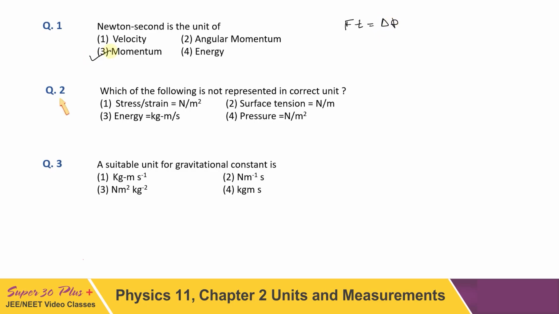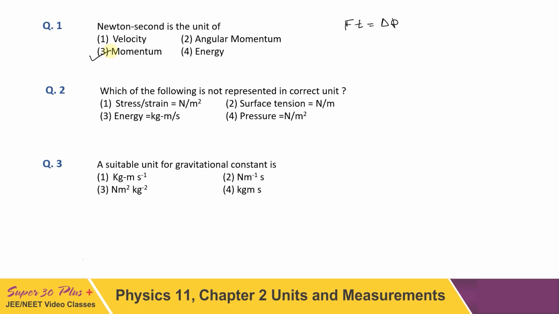Next question is, which of the following is not represented in correct unit? The first option, stress upon strain, Newton per meter square. As we know, strain is unitless, it is length upon length. So stress has unit force per unit area, that is equal to Newton per meter square. So this one is correct. Now come to the second option, surface tension. Surface tension we define as force upon length. So this is also correct, Newton per meter.